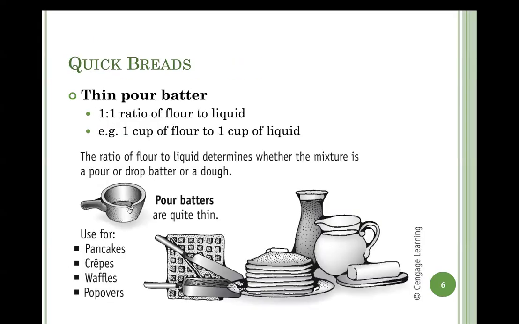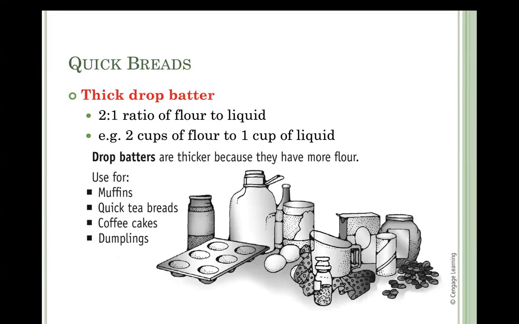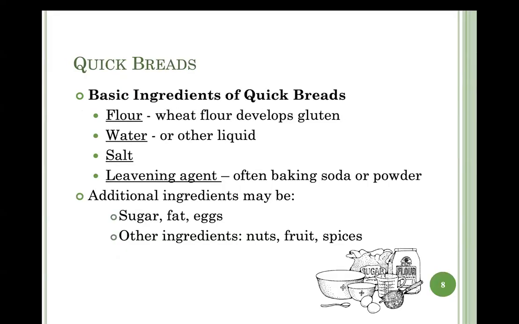All right, so our thin batter is a 1 to 1 ratio. This we typically use it for our crepes, pancakes, waffles, popovers. Whereas our thick drop batter, all right, is a 2 to 1 ratio. We use it for our muffins, quick tea breads, coffee cakes, and dumplings.